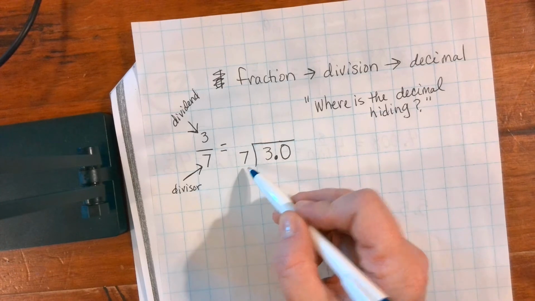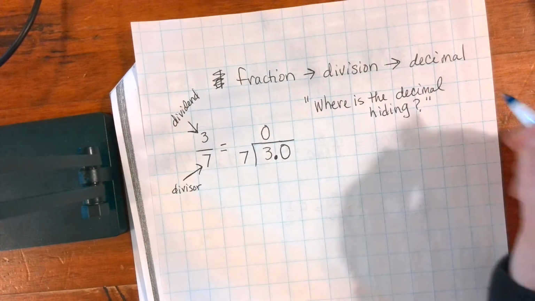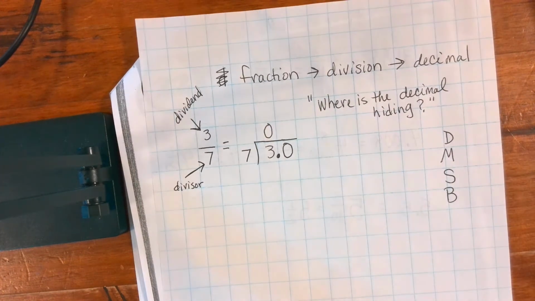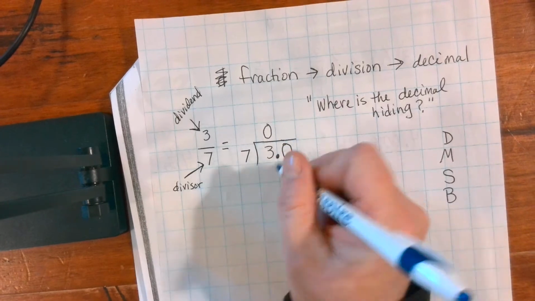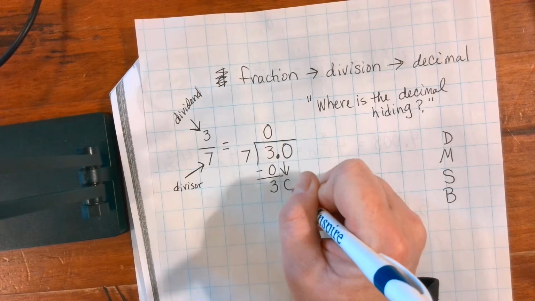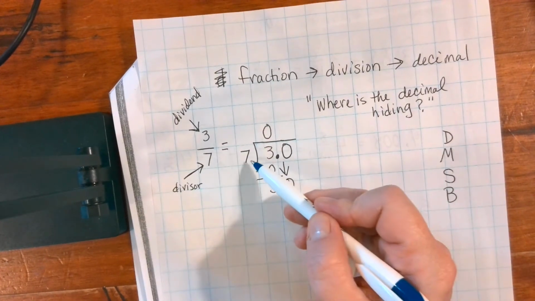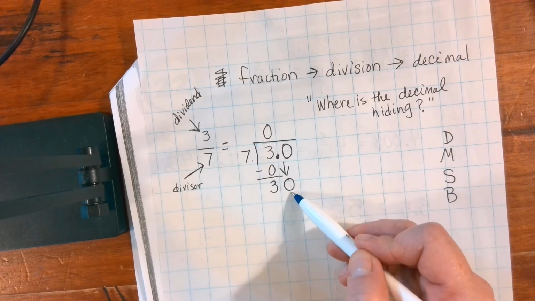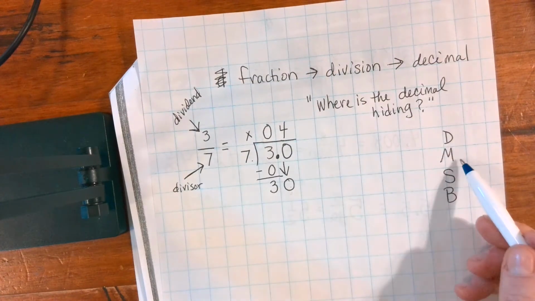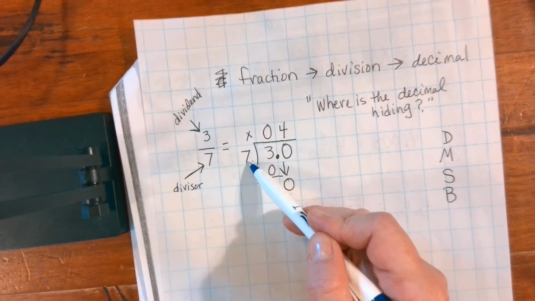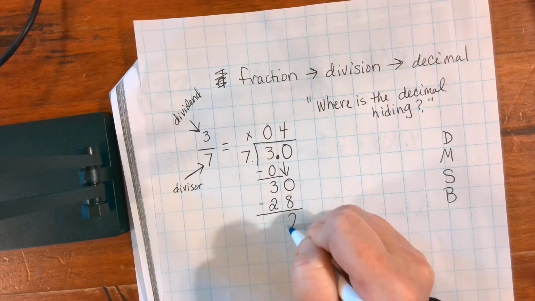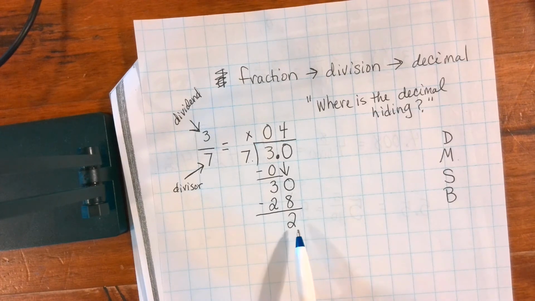All right, so 7 can't go into 3. Remember, you just divide, multiply, subtract, bring down. Okay, 0 times 7 is 0. Bring down. How many groups of 70 can you make out of 30? 4. 4 times 7 is 28. Uh-oh, I still have a remainder.